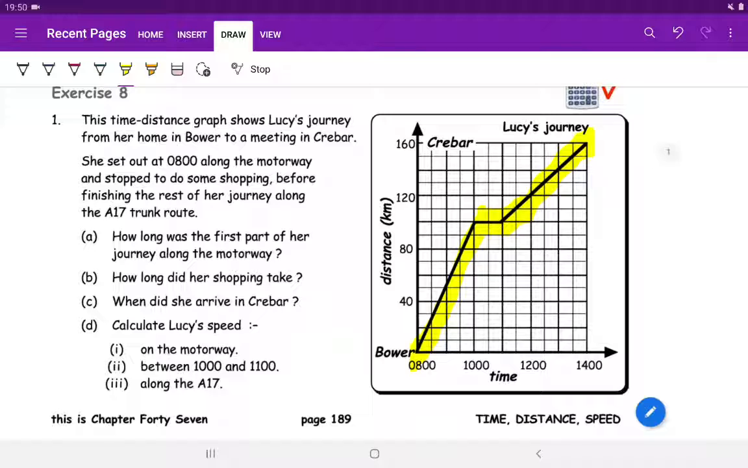Okay, she set out at 8 o'clock. There's the 8 o'clock along the motorway. Stopped to do some shopping. So as we were going through, we stopped about the shopping part, and then following the rest of her journey along the A17 trunk route.